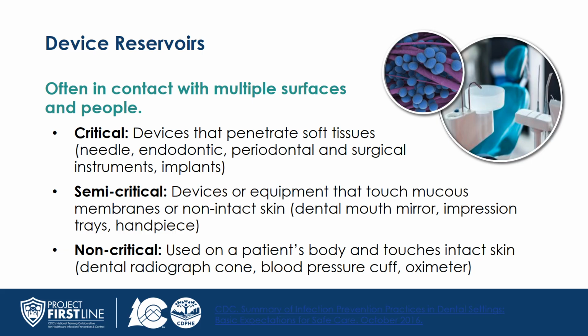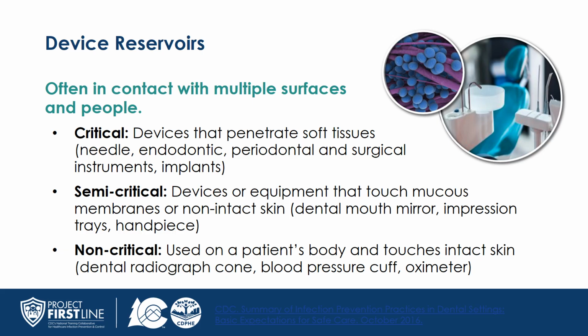Dental instruments and devices are classified into categories based on the degree of risk for infection involved in the use of these items. These categories are critical, which include devices used in a patient's body that penetrate soft tissues or enter the blood. Examples of critical devices in a dental setting include needles, endodontic, periodontal, and surgical instruments. Implants are also considered critical because they become in contact with the bone.